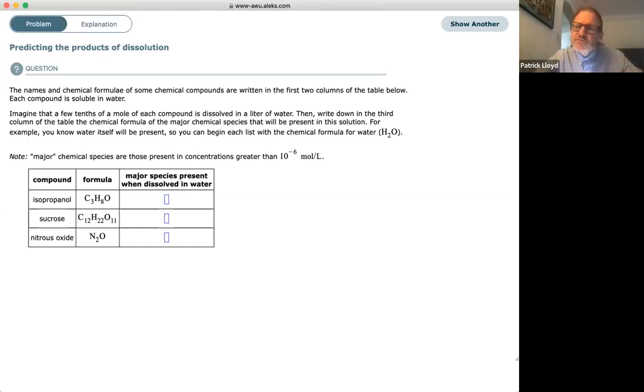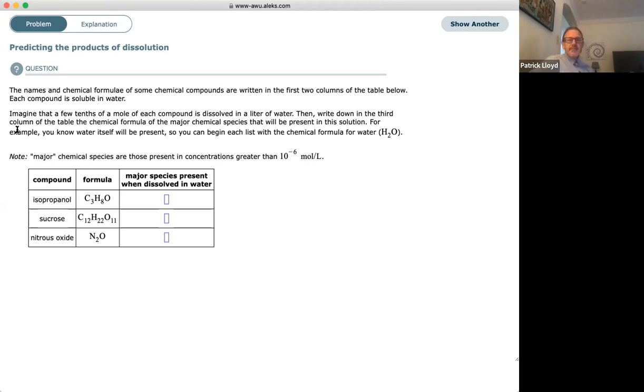Chapter 4 is concerned with different types of chemical reactions. The first type of chemical reaction that we'll look at is called the precipitation reaction. And precipitation reactions are based on the idea of dissolution, things dissolving. So let's read through the question here and then we'll take a look at it.